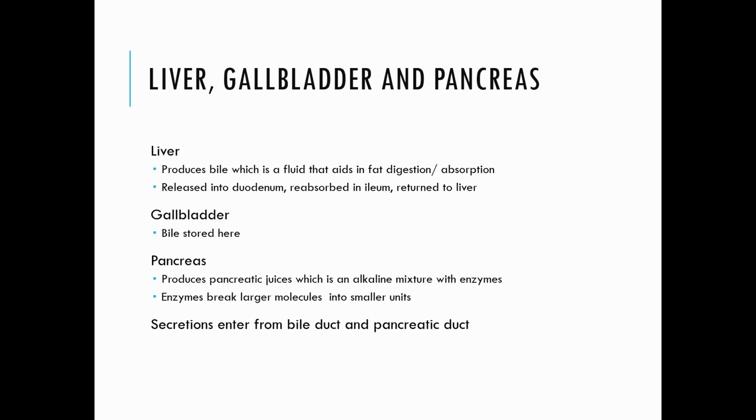So briefly, let me talk about the liver, gallbladder, and pancreas. We mentioned it before, but just noting that the liver produces bile, which is important for fat digestion. This is then released in the duodenum from the gallbladder and then reabsorbed and returned to the liver. So there is some recycling of bile that happens. Again, bile is stored in the gallbladder and released from the gallbladder into the small intestine.